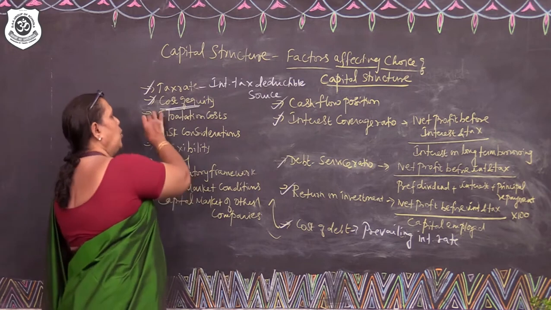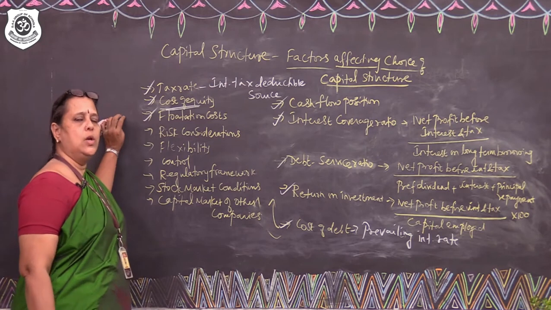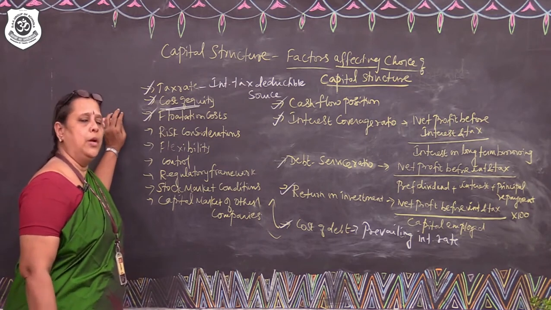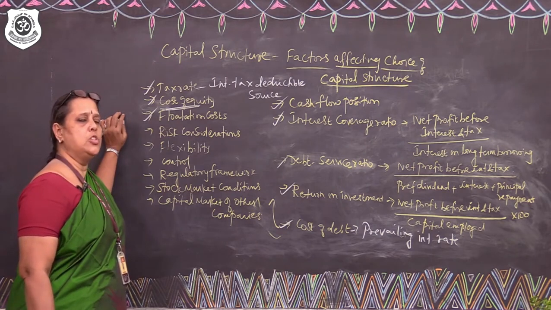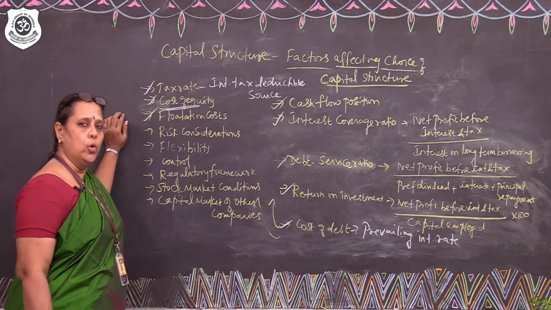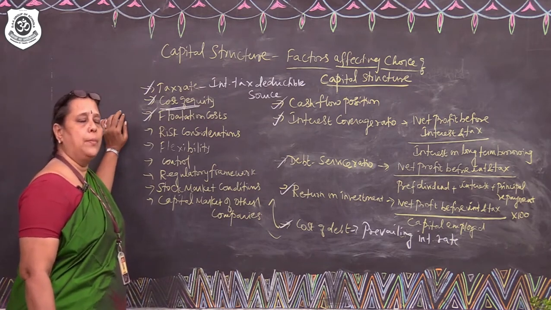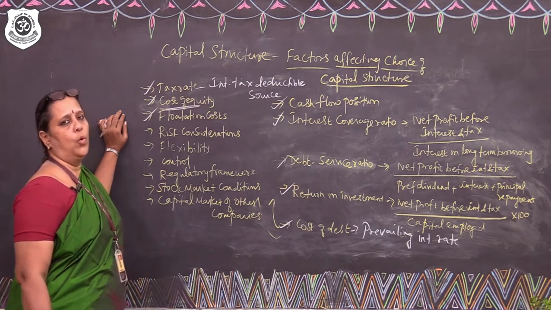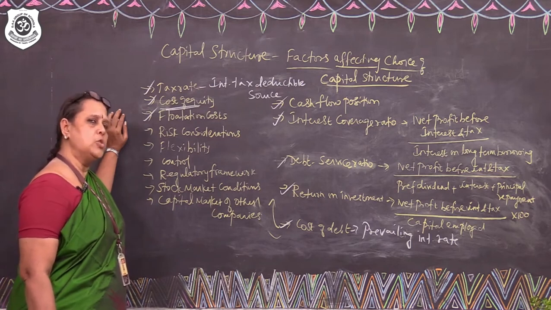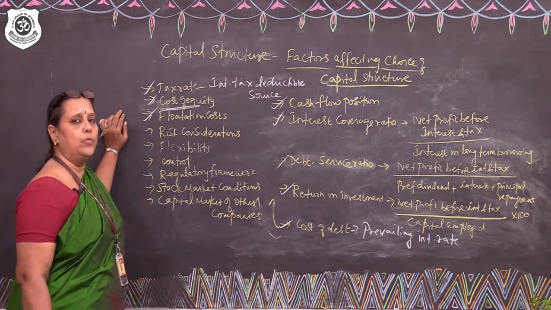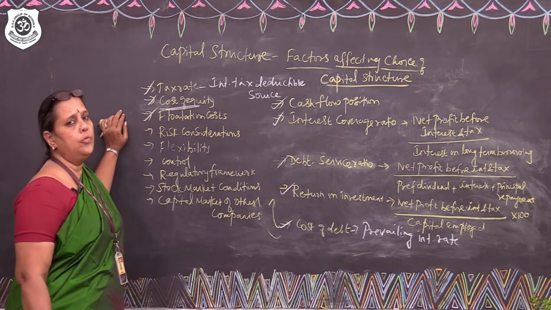The next is flotation cost. Flotation cost, like I already told you, is the cost of printing of prospectus, payment of brokerage commission and underwriting commission, etc. If the company's financial position is satisfactory or good, the company can afford to spend money on flotation cost, then the company can confidently go for employment of more of equity and less of debt. On the other hand, if the company is not in a position or does not want to spend money on flotation of funds, the company can employ more of debt and less of equity.